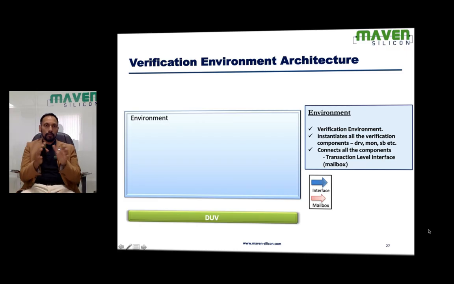We call the environment a transaction level model. Everything is going to happen within the environment in terms of packets. So in verification, we use two terminologies. One is transactor, the other one is transaction. Transactor is nothing but test bench component, and transaction is nothing but data packet.